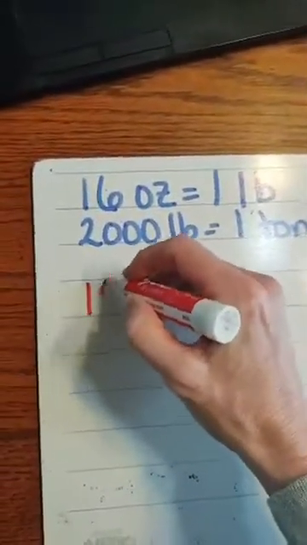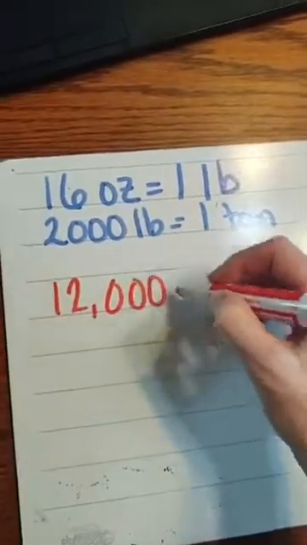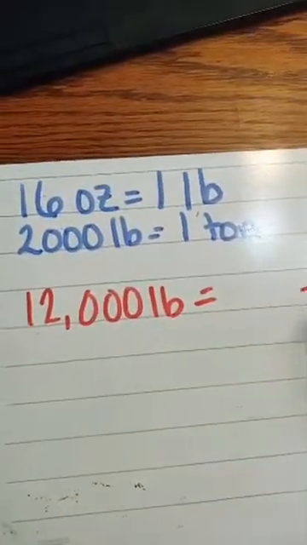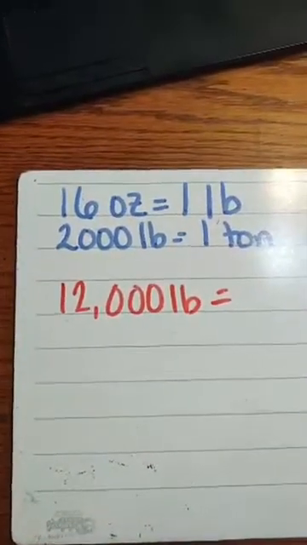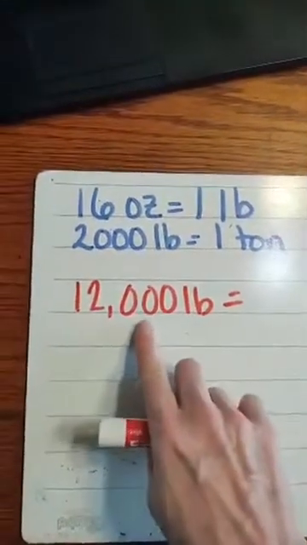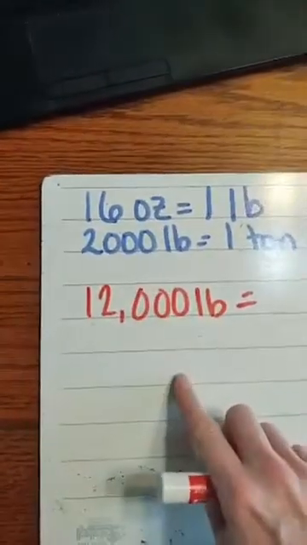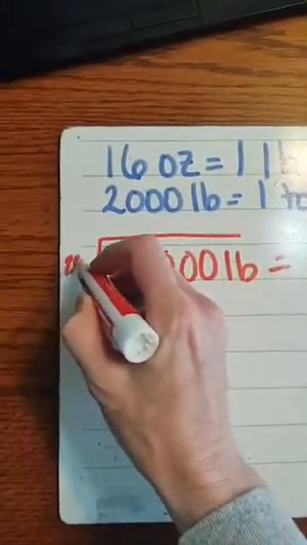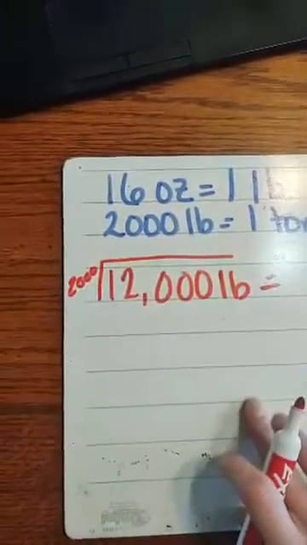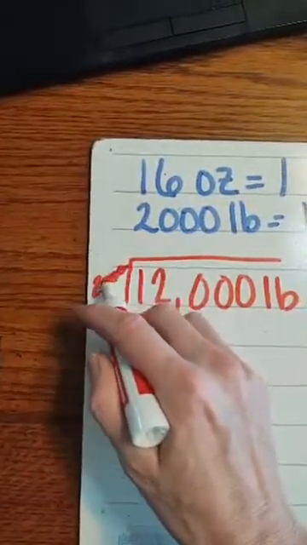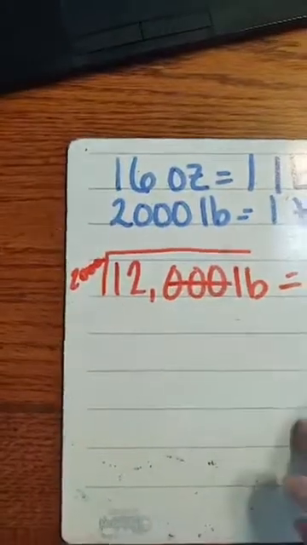All right, so let's try and do some conversion. I have an elephant that weighs 12,000 pounds. How many tons does my elephant weigh? Okay, and we can see that 2,000 pounds is 1 ton. So I can take my pounds here and I can divide by 2,000, okay? So I've got 3 zeros on this. I can cross them off because I have 3 zeros on this at the end.